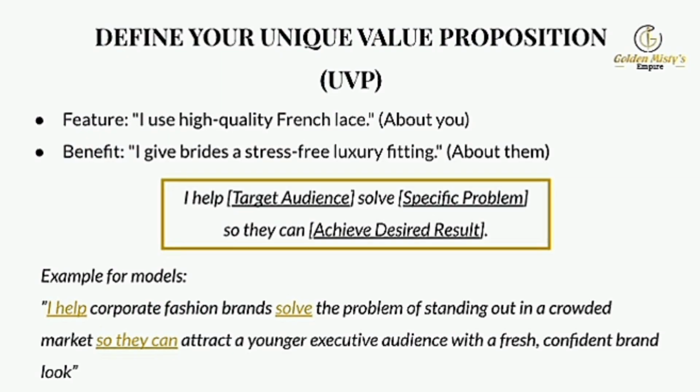To know how to write your unique value proposition, I want you to write down this simple formula. I help dash solve dash so they can dash. Now, I help dash. The first empty space will be the audience that you serve. Then solve dash, the second dash will be the problem that you're helping them to solve, or the specific problem. Then, so they can dash. So the last empty space will be the desired results you want to help them achieve.